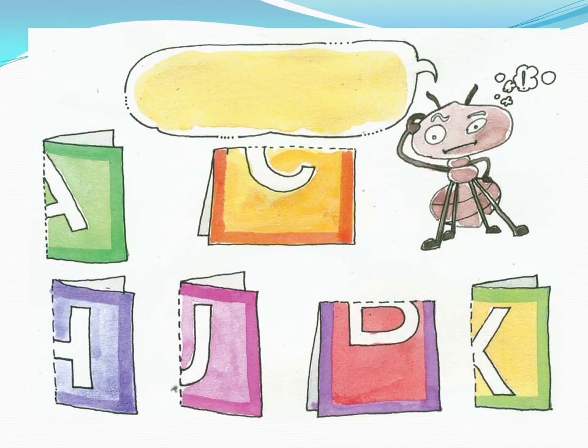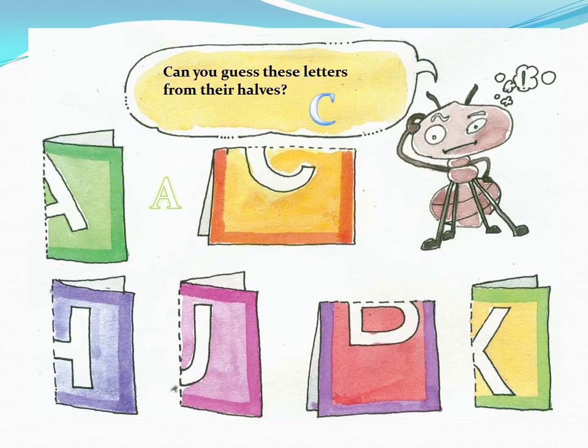Page number 11. You have to recognize alphabets. Can you guess these alphabets from their halves? The first one is A, second one is C, third one is H, fourth one is quite tricky. Someone will write J, but it is not J, it is U, then B, and the last one is also tricky. Most students write correctly, but some students write it wrong. It is not K, it is X.